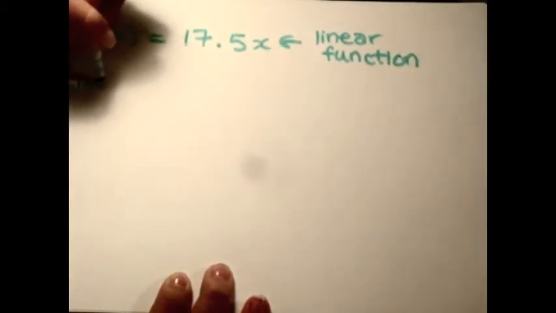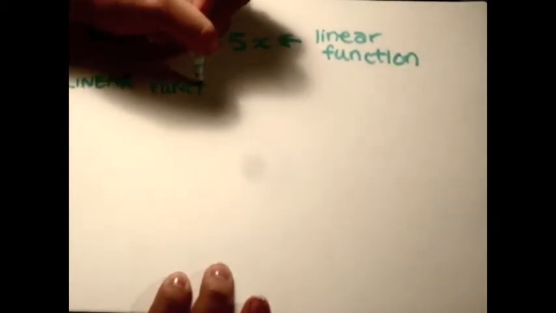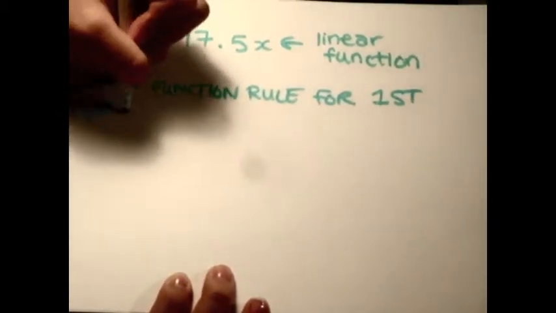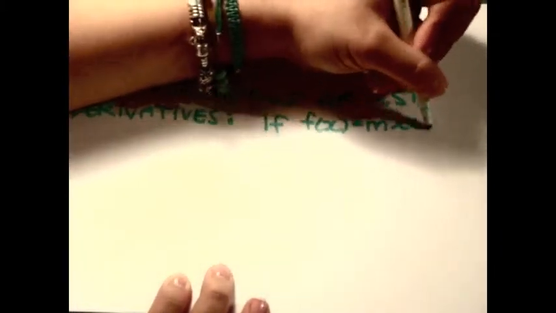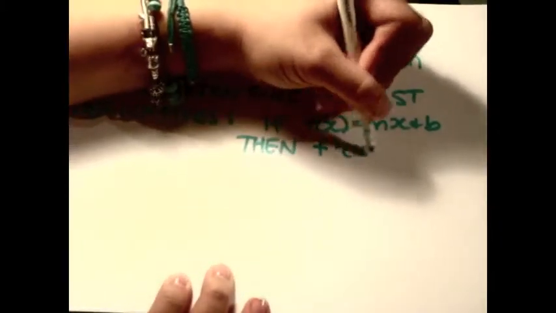Now we know that our revenue function r of x equals 17.5x, that's what we just solved for in part A, and that is a linear function, which means that we can use the linear function rule to solve our first derivative. This rule states that if f of x equals mx plus b, then f prime of x just equals m.